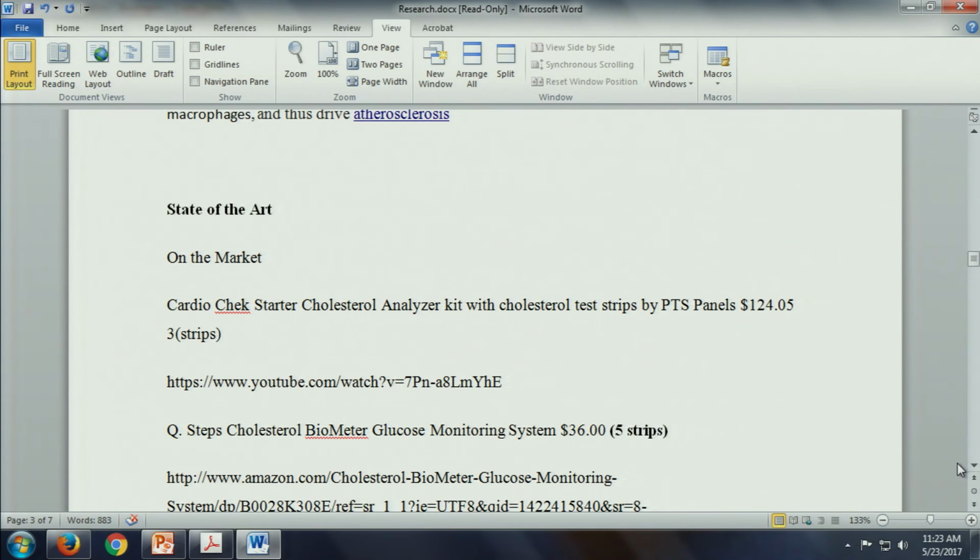What is available in the market is what is called the CardioCheck Starter cholesterol analyzer kit, with cholesterol test strips. So we bought this one, and we bought this one also, so that we can study all that.